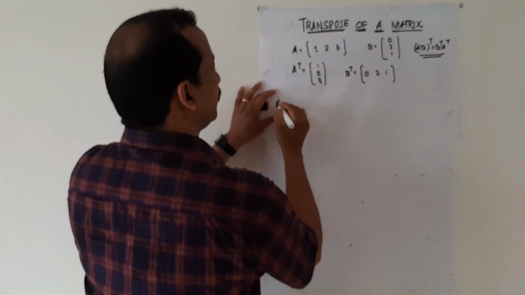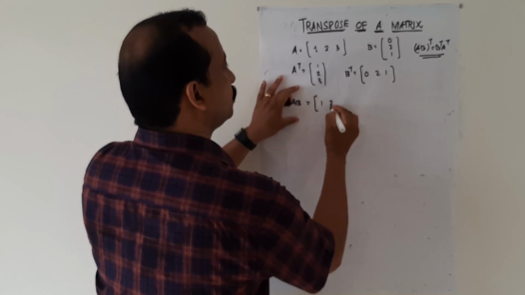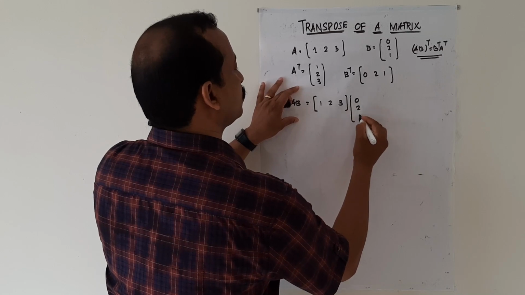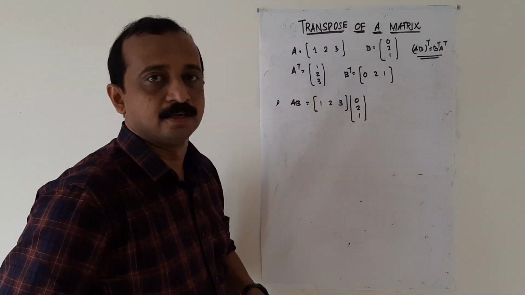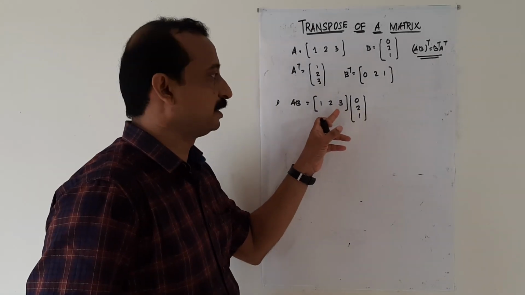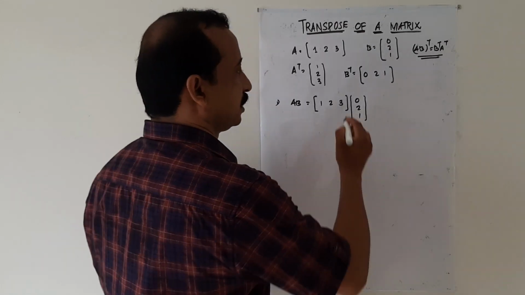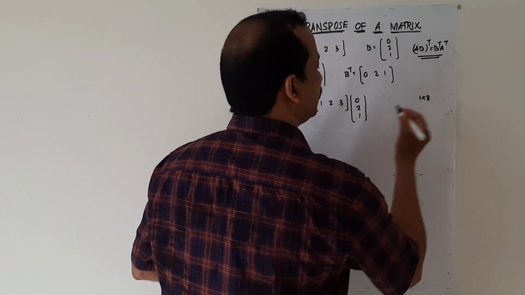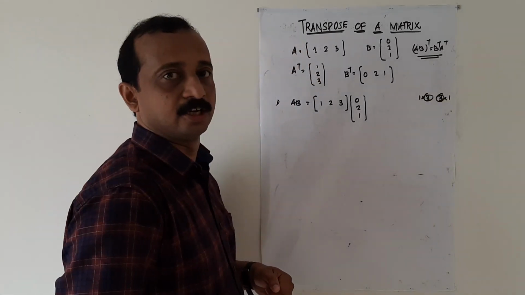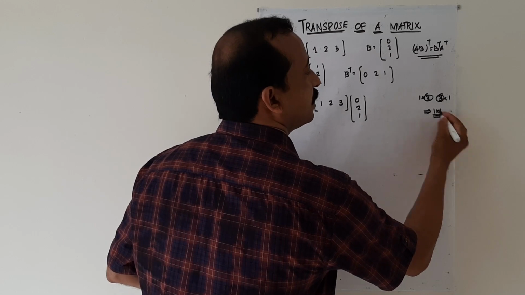Now first of all we find A into B, that is [1, 2, 3] into B, which is [0, 2, 1]. This matrix multiplication is possible. You can check here, the order of the first matrix is 1 by 3 and the second matrix order is 3 by 1. Number of columns and number of rows are equal, and the resultant matrix order is 1 by 1.